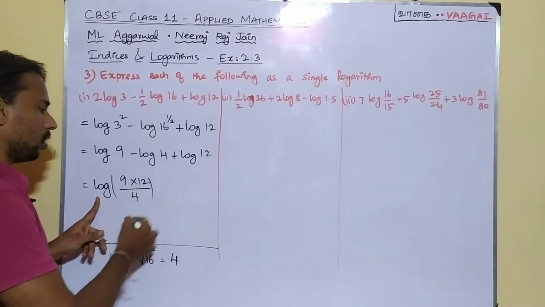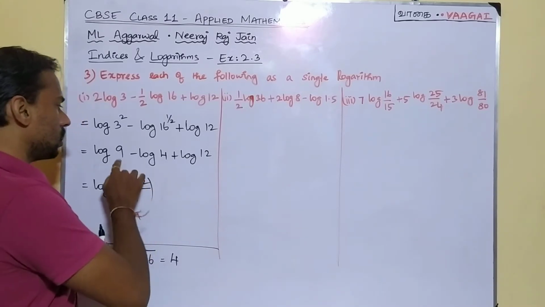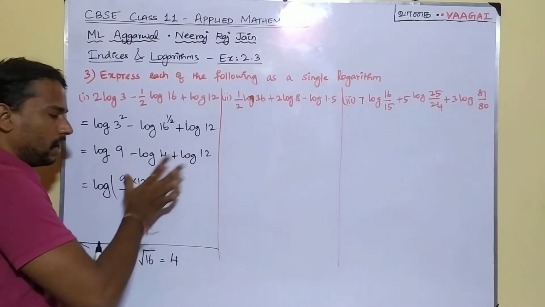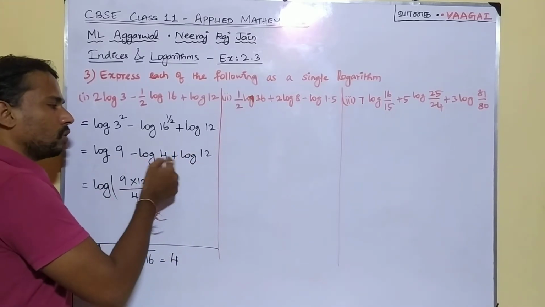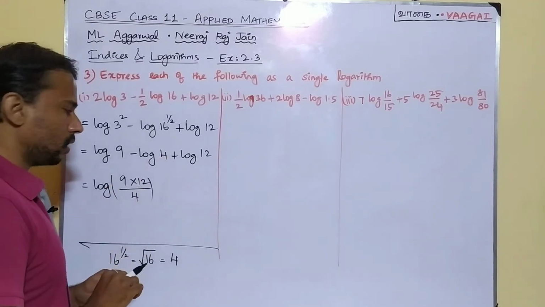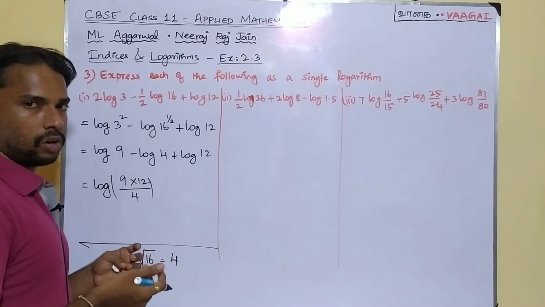So overall this becomes log of 9 into 12 by 4. Another way you can look at it is log 9 plus log 12, these two terms multiplied, 9 into 12, minus log 4, so that 4 should be divided and goes to the denominator. So this is what happens when we use the first two standard laws of logarithm.